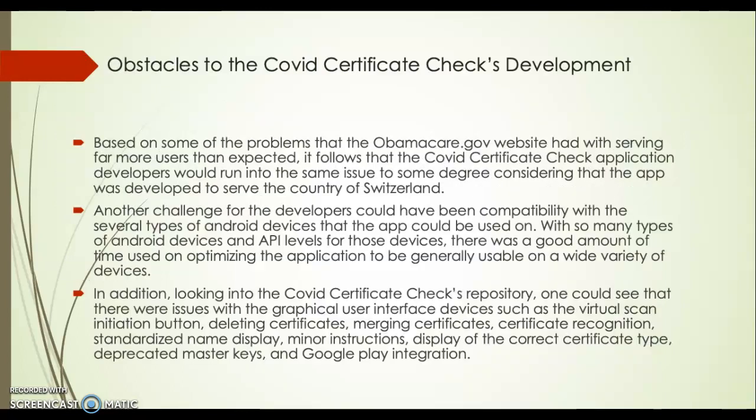Based on some of the problems that the Obamacare.gov website had with serving far more users than expected, it follows that the COVID Certificate Check application developers would run into the same issue to some degree, considering that the app was developed to serve the country of Switzerland. Another challenge for the developers could have been compatibility with the several types of Android devices that the app could be used on. In addition, looking into the COVID Certificate Check repository, there were problems dealing with virtual scan initiation, deleting certificates, merging certificates, certificate recognition, standardized name display, minor instructions, display of the correct certificate type, and deprecated master keys and Google Play integration.